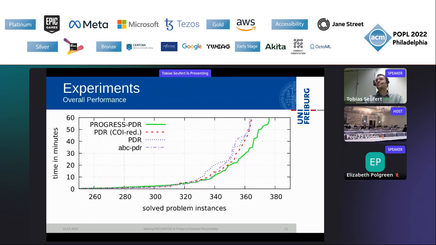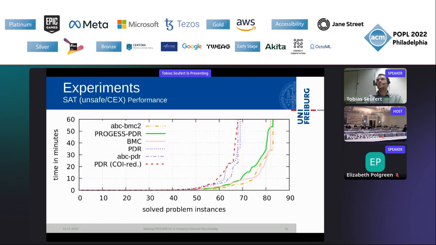And first of all, our overall results, and by overall I mean on safe benchmarks as well as unsafe benchmarks with counterexamples present. And as you can see, our implementation is even stronger than the PDR competition on both worlds, like safe and unsafe benchmarks. But more interestingly, when we consider only unsafe benchmarks with counterexamples present, then this gap even widens. So our progress PDR here in green is significantly stronger than any other PDR implementation that we've compared it against.